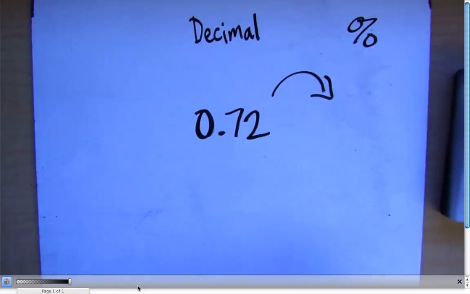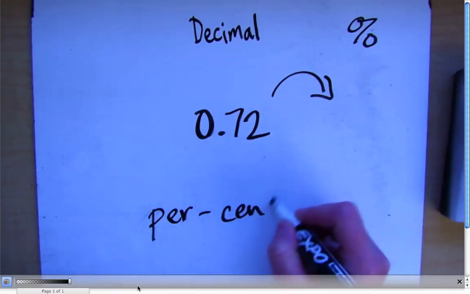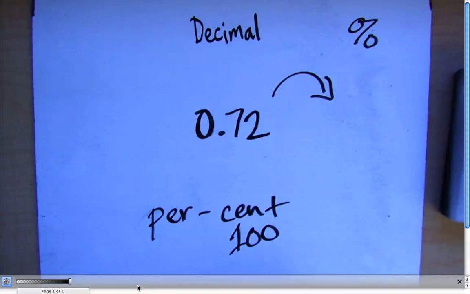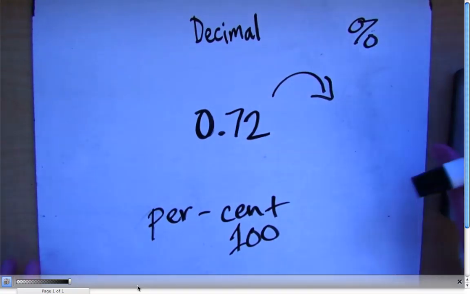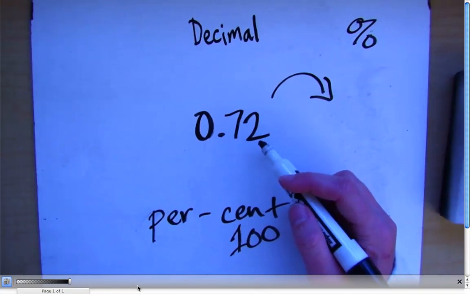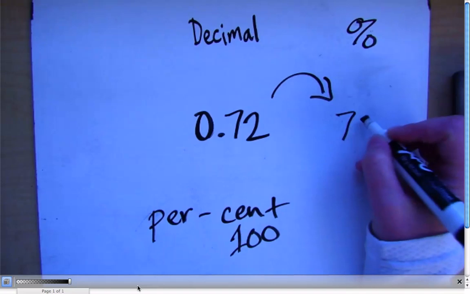To go to a percent, remember percent is out of 100. Any of you that take French, you know that the word for 100 is cent. So per 100, out of 100. In 0.72, the 2 right now, what place is that? That's in the hundredths place. So that's 72 hundredths. So that is 72%.